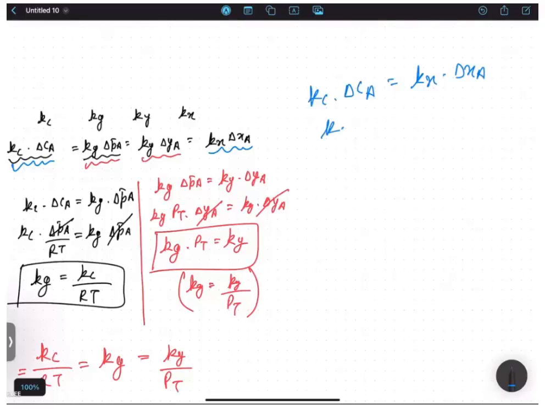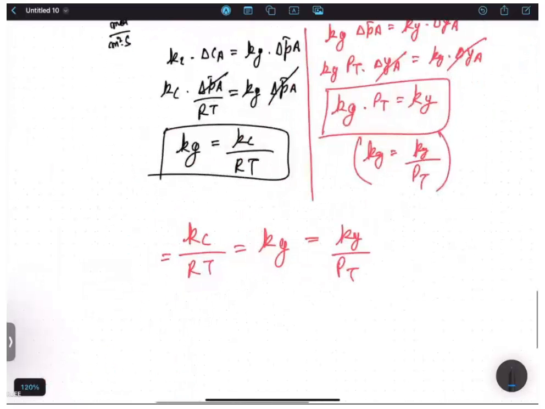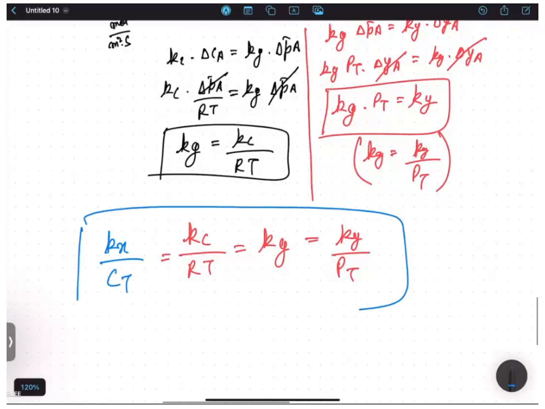That will be just Kc into Ct into delta Xa, and that is equal to Kx into delta Xa. Delta Xa will cancel out. Our Kc will be equal to Kx by Ct. So in this equation, just add one more line: it is Kx by Ct. Now you have an entire equation.